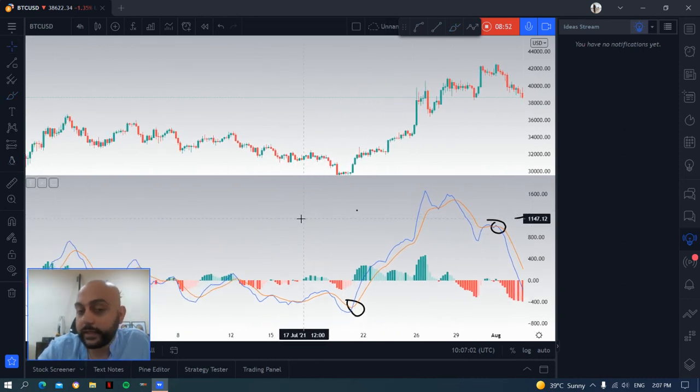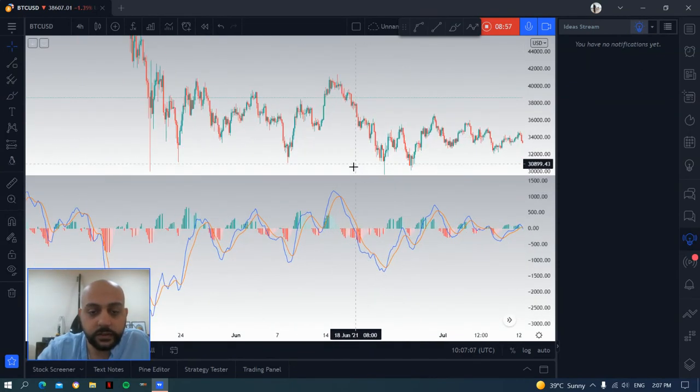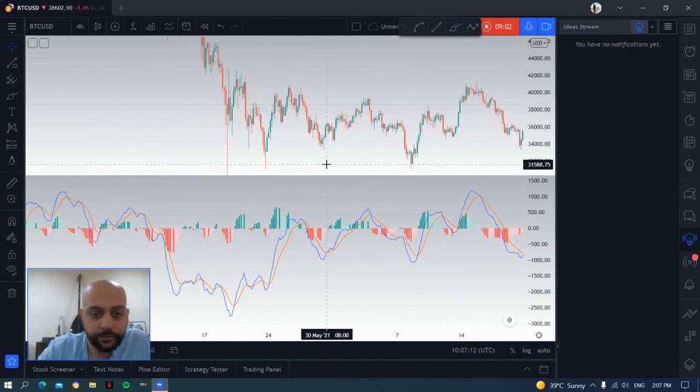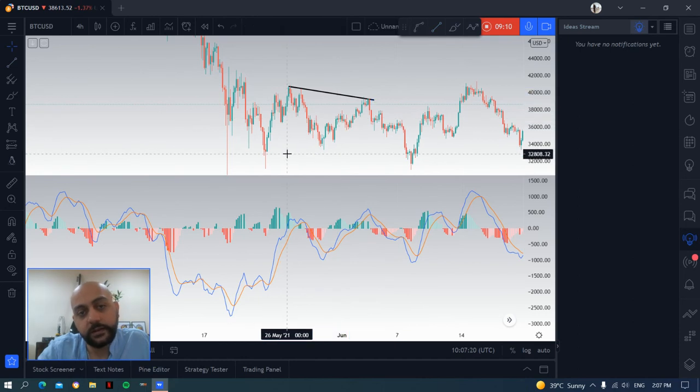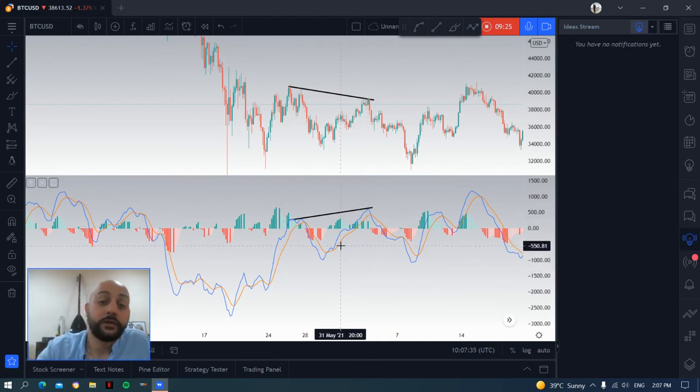The third way is called, like I said, divergences. Now, let's look at a real live example of divergences. Okay, so this one kind of looks clear. Look at this, for example. If we draw our trend line, we can see that we are having lower highs. So this is the first high, this is the second high. But if we look at the indicator itself, the highs are getting higher. So the market is not in sync with the indicator, and it could tell us that a reversal is due to happen.